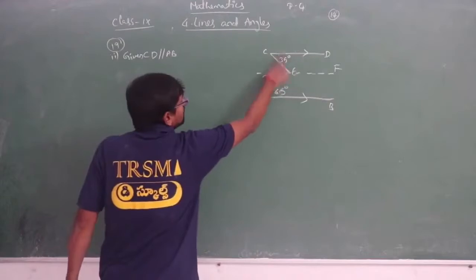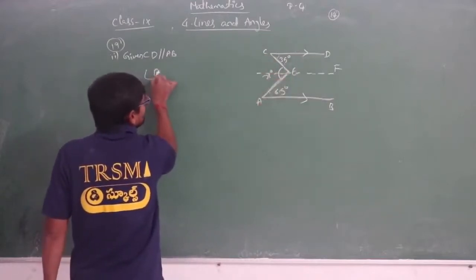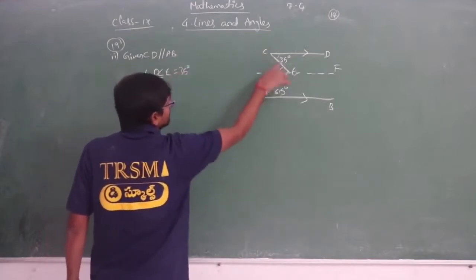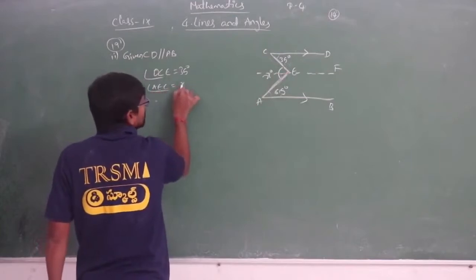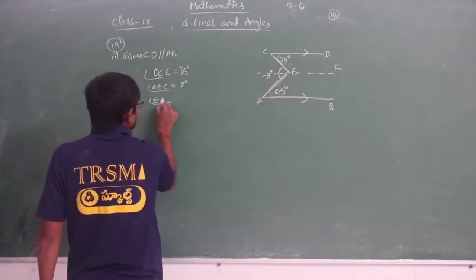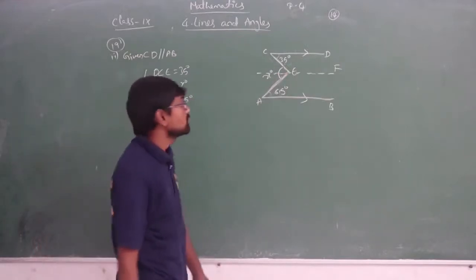Again, what are the angles? This angle is 35 degrees. Angle BCE is 35 degrees. Angle CEA or AEC is equal to x degrees. Angle EAB is equal to 65 degrees. These are the angles which he had given.